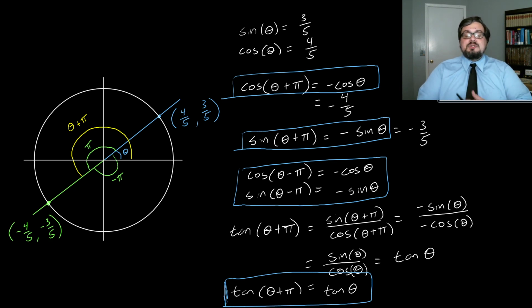And you can use these facts to work out what happens with the other three trigonometric functions when you add or subtract pi. This is something that we can run into sometimes. Let's look at what happens if we add something else.